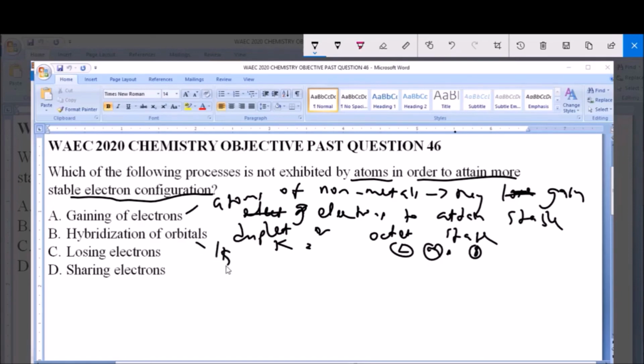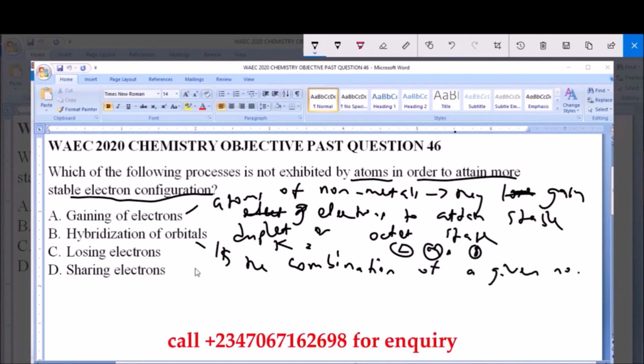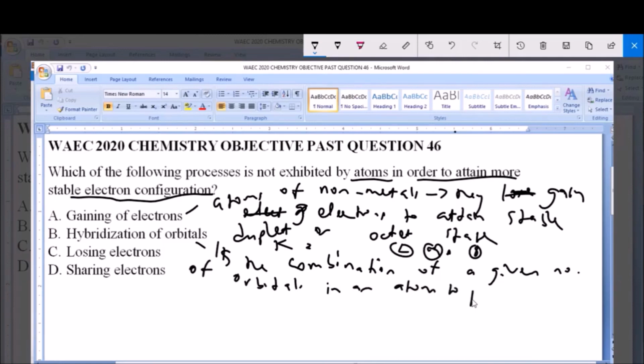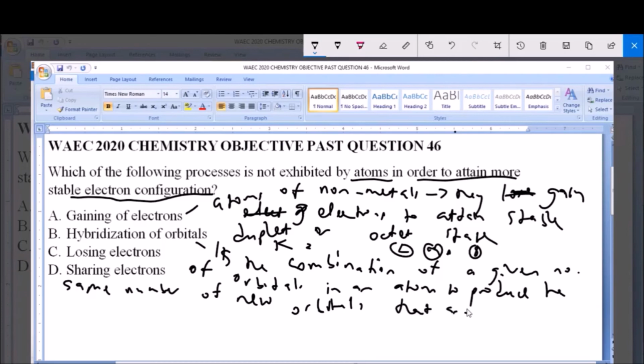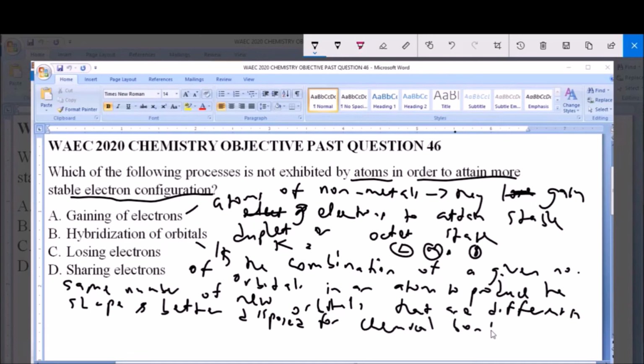Hybridization of orbitals is the combination of a given number of orbitals in an atom to produce the same number of new orbitals that are different in shape, and the purpose is for them to be better disposed for chemical bonding.